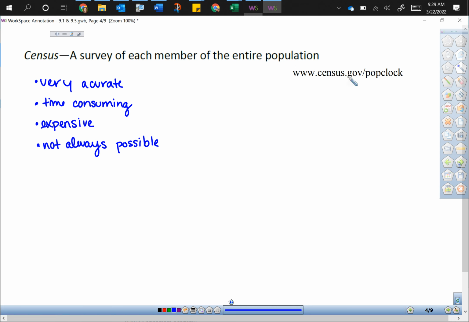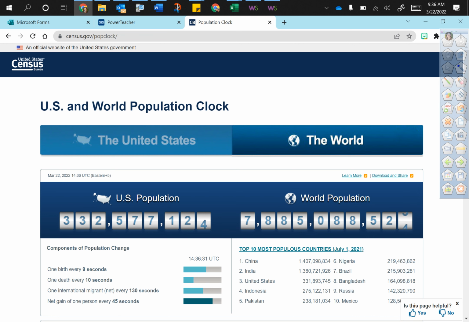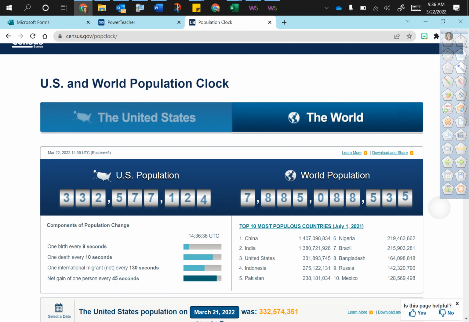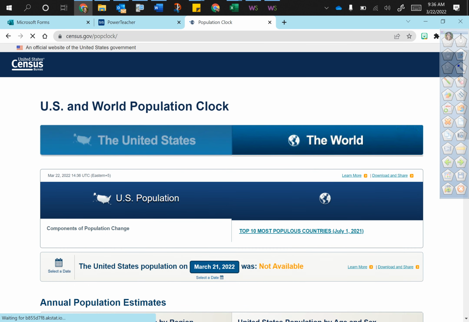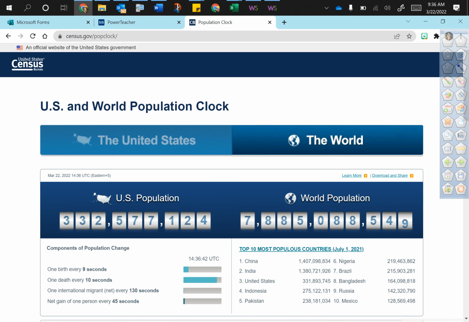So check this out. I have this website here. It's census.gov, so it's the government's census site, and it's the population clock. So I can go to this population clock, and it has all of this information. It's so accurate. So right now, if we go to the United States, the U.S. population is currently 332,577,124. And look, you can see how it's changing. And then it also has the world population over here.